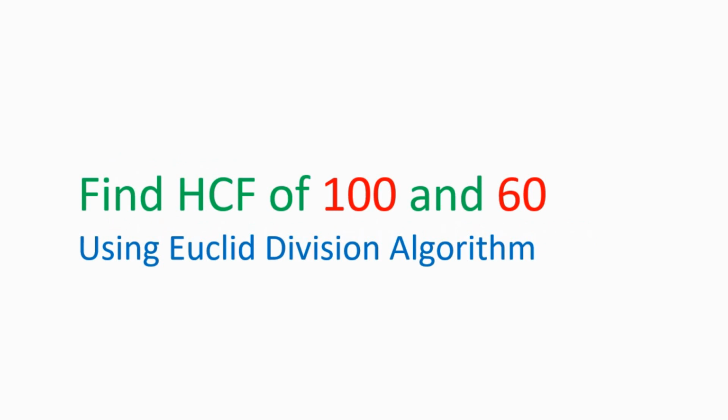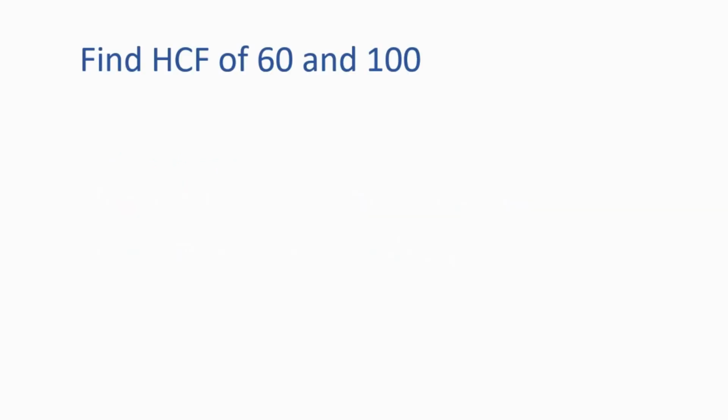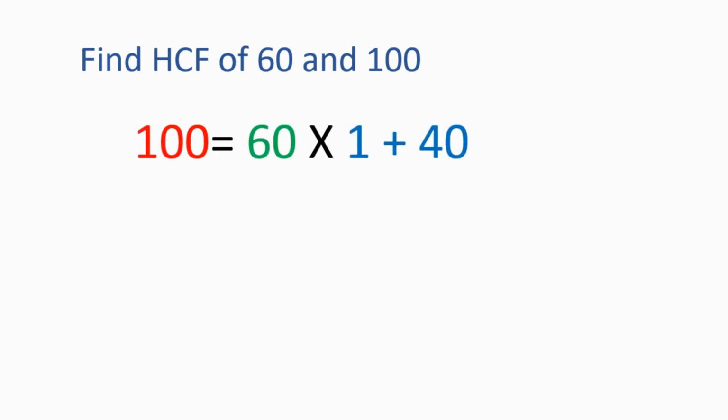Suppose we find HCF of 60 and 100 using Euclid division algorithm or Euclid division lemma. How do we find it? Here we have two positive integers, and we bring two unique integers. How? 100 equal to 60 times 1 plus 40. So these are the unique integers. We brought 1 and 40.